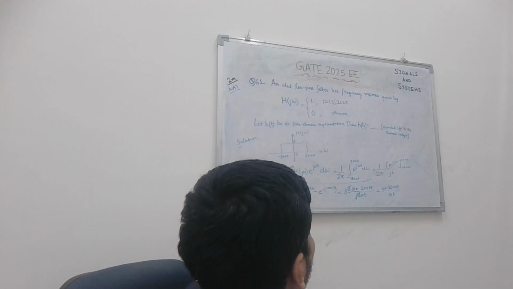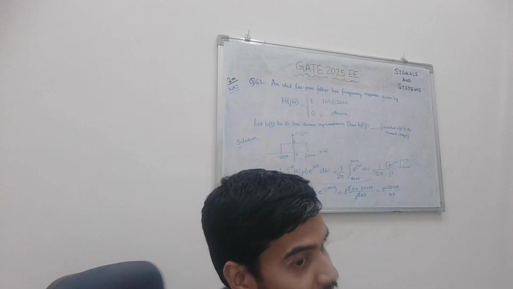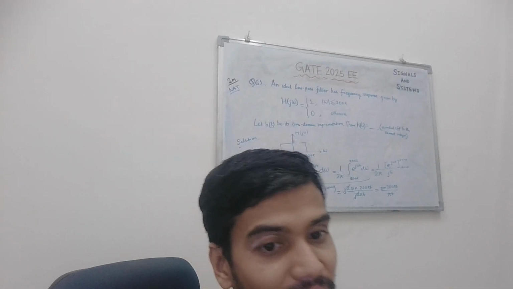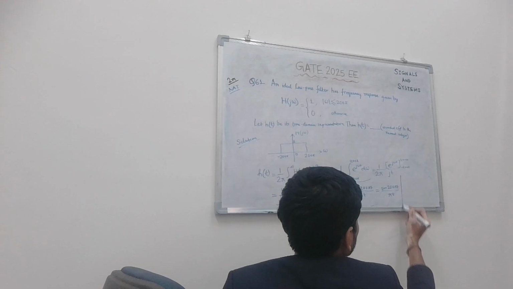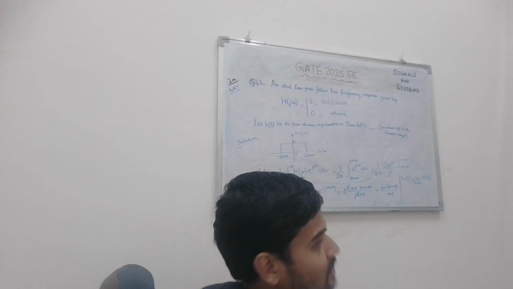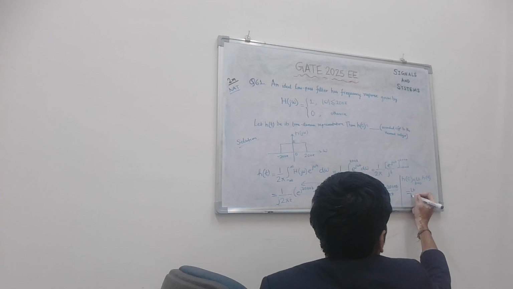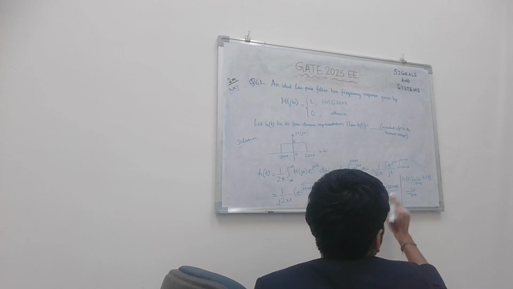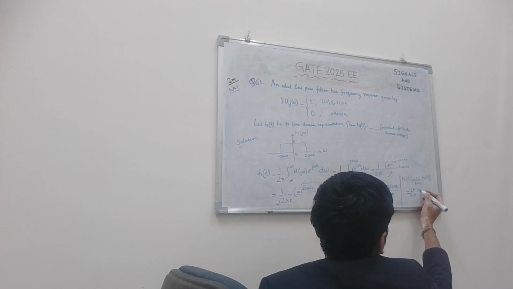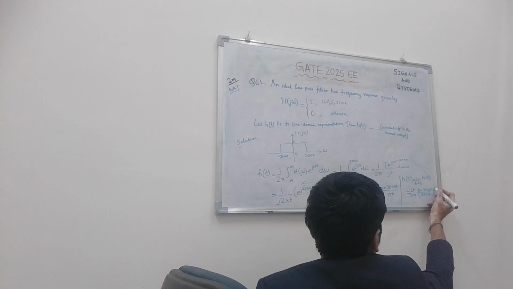Now we can see at t equal to 0, this will be a 0 by 0 indeterminate form. So we have to take the limit. So h of 0 will be the limit t tends to 0 of h of t, otherwise there is no meaning. It will basically be nothing but limit t tends to 0. You can write this as sin 200 pi t by 200 pi t times 200.